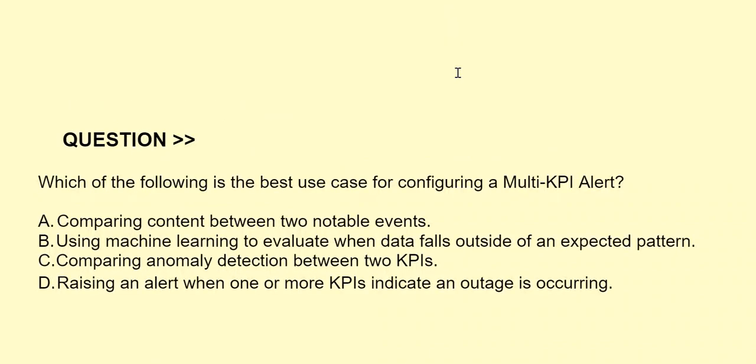Our next question is, which of the following is the best use case for configuring multi-KPI alert? Option A, comparing content between two notable events. Option B, using machine learning to evaluate when data falls outside of an expected pattern. Option C, comparing anomaly detection between two KPIs. Option D, raising an alert when one or more KPIs indicate an outage is occurring. The correct answer is option A.